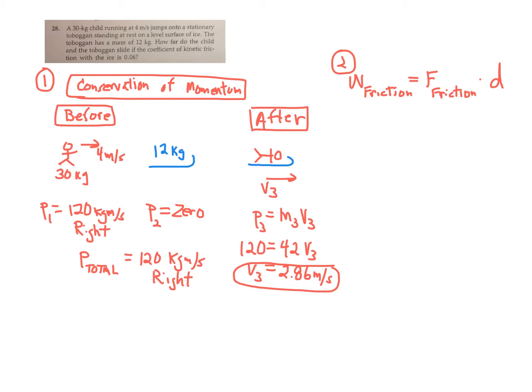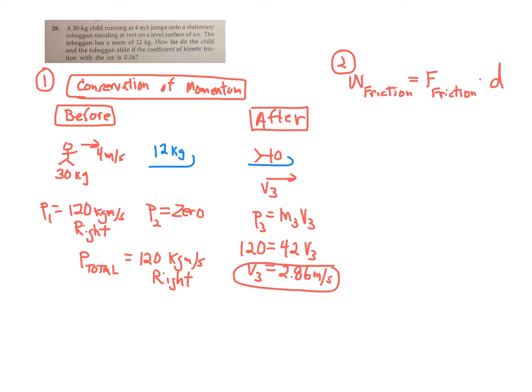So once the child jumps onto the sled, they're like one big mass now. I'm going to treat that as object number 3. The total momentum there has to be the 120 from the previous part because momentum is conserved. So the 120 is conserved, equals the mass combined, 30 plus 12 is 42 kilograms. So the velocity of the child on the sled, at least initially, before friction starts to slow the sled down, is 2.86 meters per second.